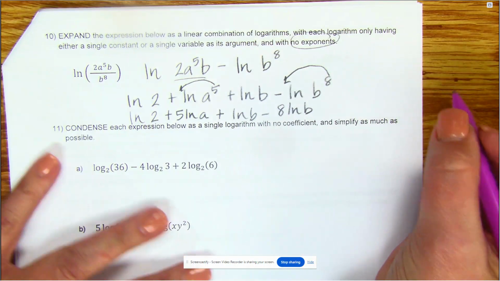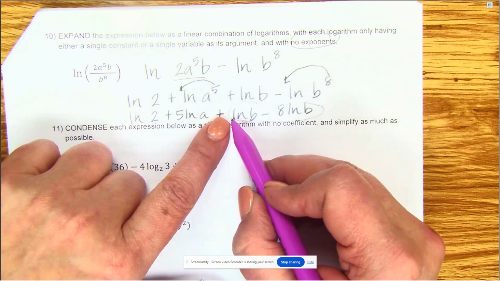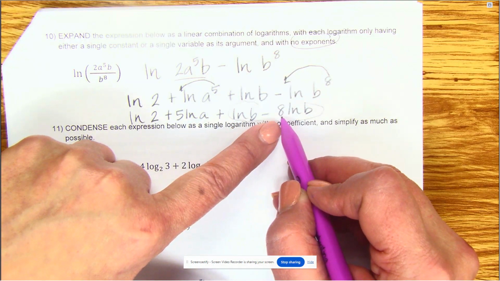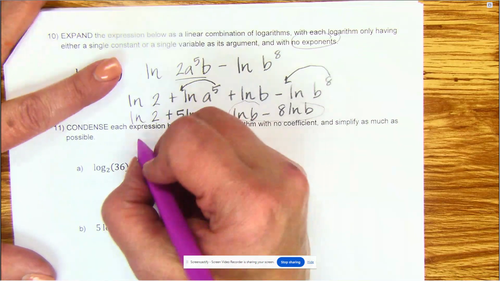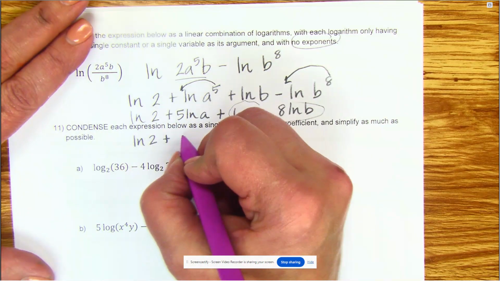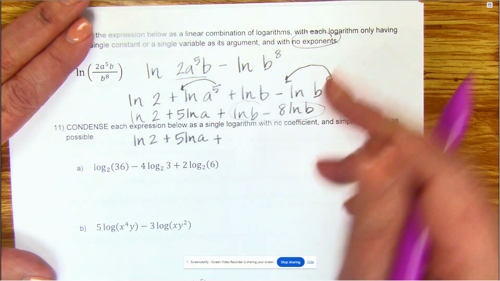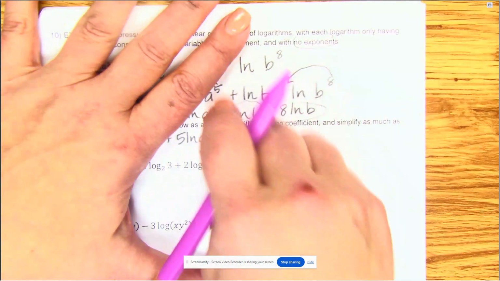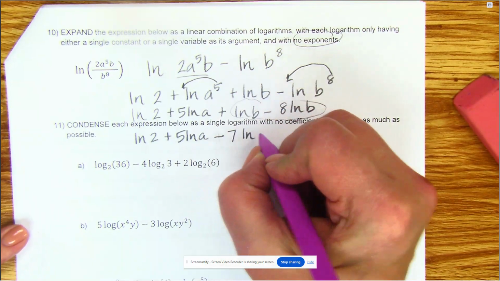And then this one's a little tricky because look here how they're the same. You have one of these minus 8 more. So those are kind of like terms. So those could be condensed to the natural log of 2 plus 5 natural log of a plus, actually minus 7 of them, right? Negative 7 natural log b.